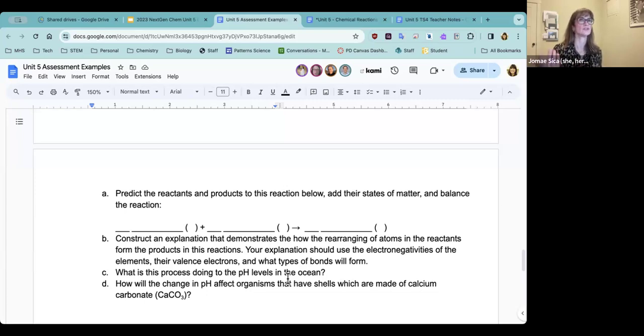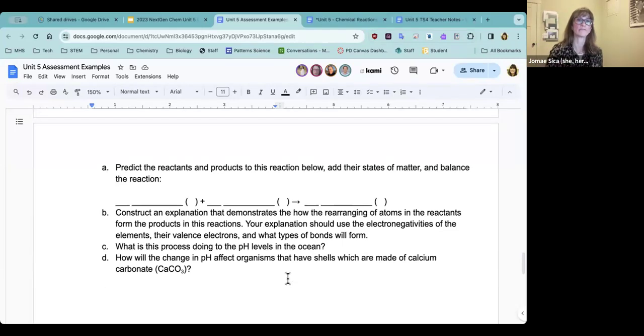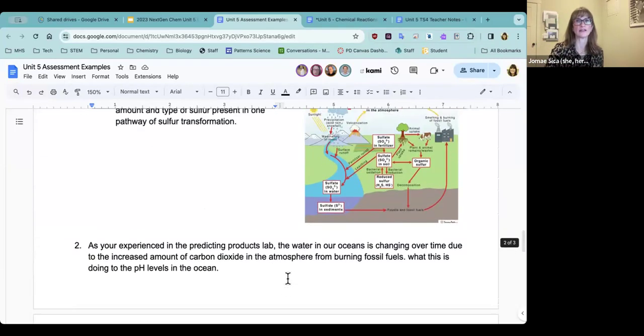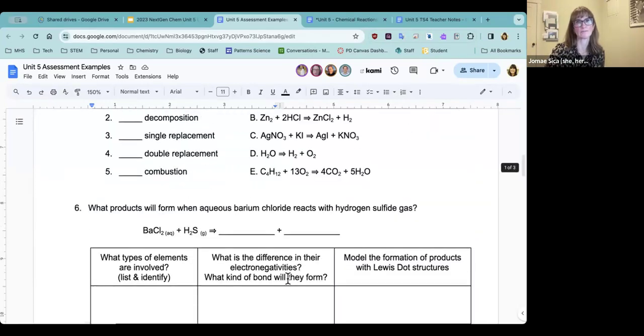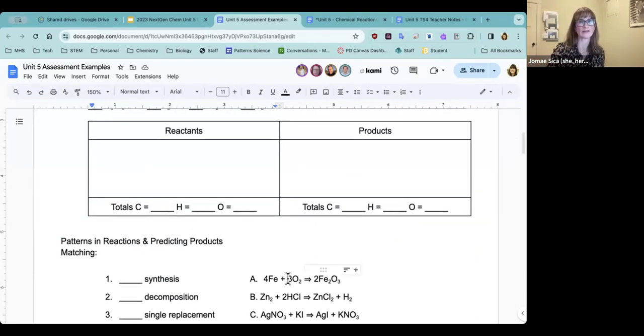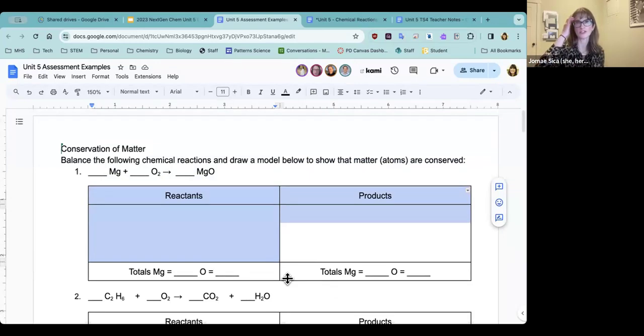calcium carbonate, which again was an idea that was presented to them, but in a different form in the predicting products lab, because it was a building, not an actual shell on an organism. So again, those to me would be more mastery level questions, but kind of building to what that performance expectation is hopefully asking for. But I definitely anticipate that we will make some revisions to this based on what we learned this week. So that's a little bit about the Unit 5 assessment.